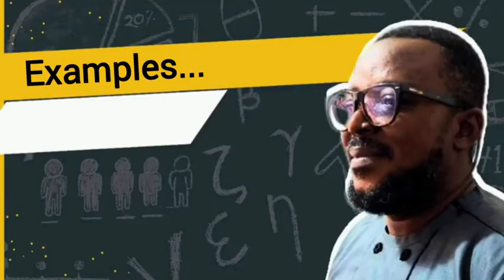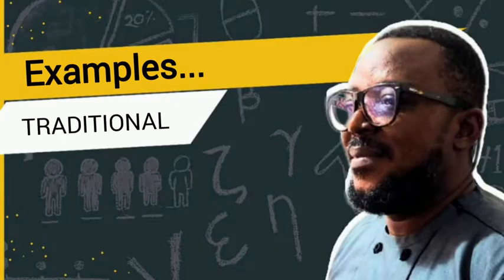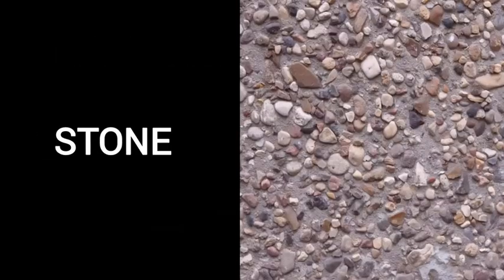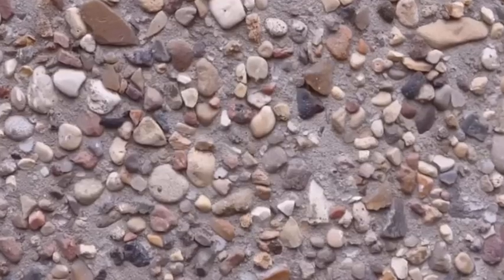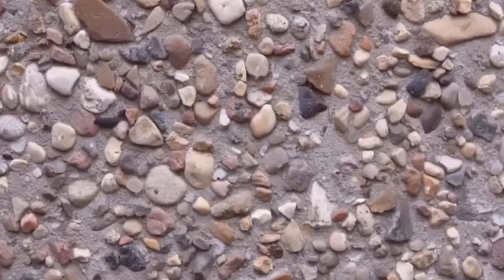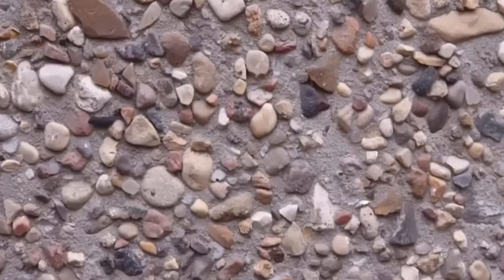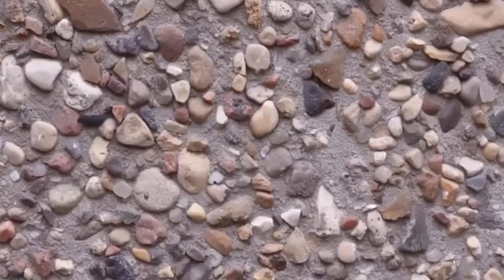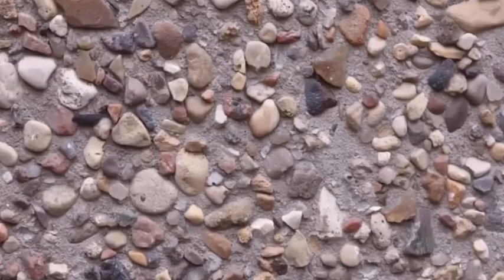As for the examples of building materials, I want you to take note of this. We have the traditional building materials, and we also have the modern building materials. Under traditional building materials, stone is considered traditional, and it is durable and has aesthetic value, but it is heavy. Stone is durable, aesthetic, but it has high density.